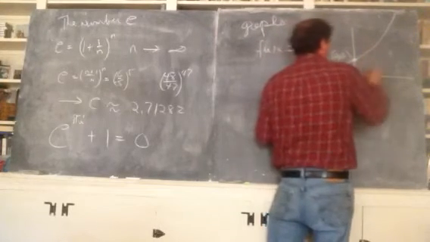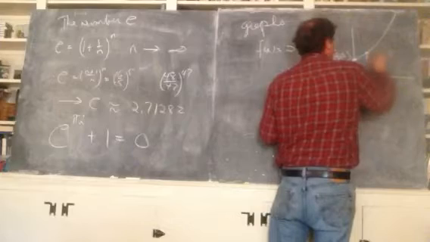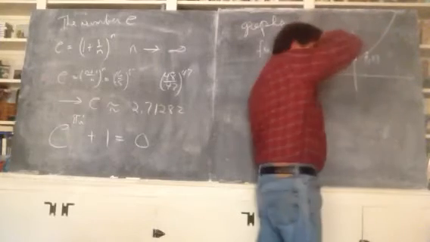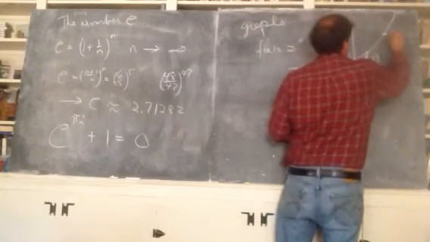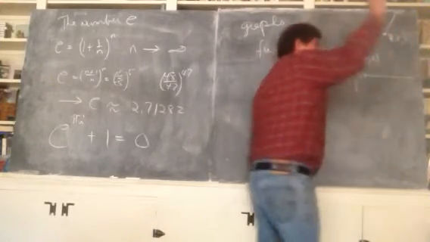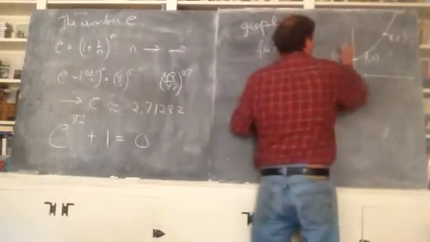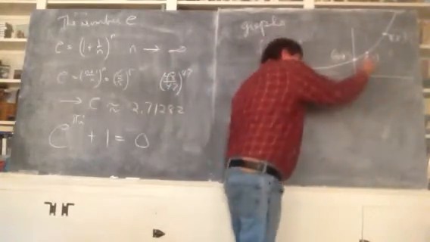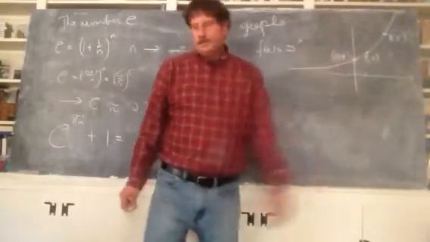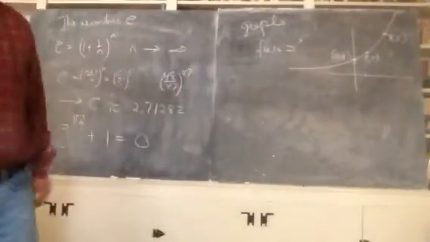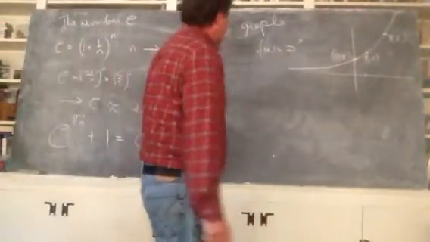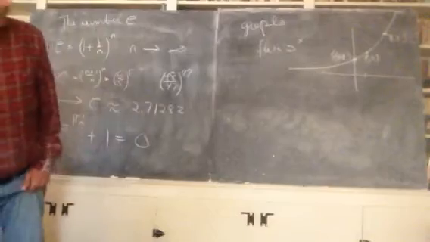2 to the first is 2. 1, 2. Here's 3, 8. Something's wrong. 0, 1. I'm sorry about that. Yeah, I knew something was wrong. This is 1, 2. Of course, all of them. The y-intercept is 0, 1. So that's 2 to the x.